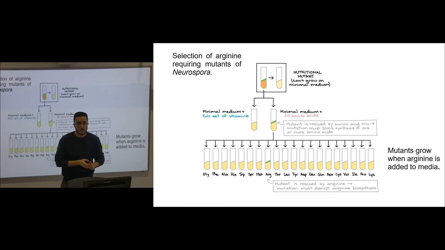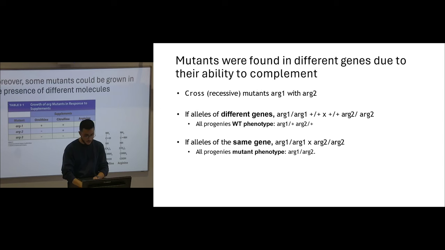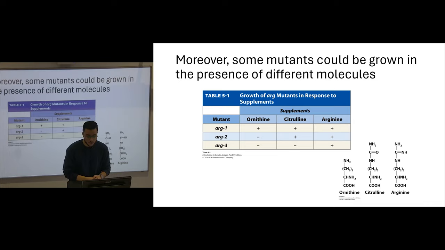Okay, good. So what they also looked at is that these mutants complement each other, meaning that when they made a cross, if the mutants were on different genes, then they would have a wild-type phenotype because one was able to complement the other. But if they were on the same gene, the mutants would actually have a mutant phenotype and not grow without any supplementation. At the end of this, they found a pathway. So they coined the term metabolic pathway, and they found that there is a pathway that converts a precursor into ornithine, then citrulline, then arginine, which are necessary for the cell. And they found that the mutants expressed different needs in terms of supplementation.